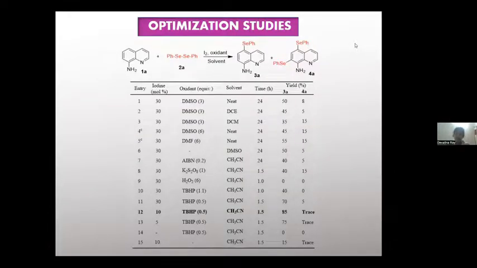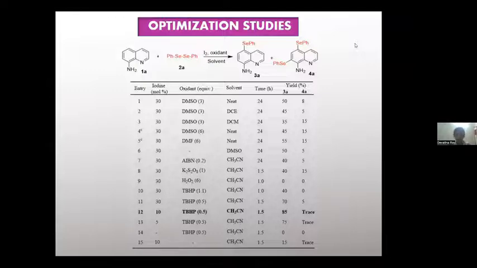During the optimization, we found different observations by altering the amount of iodine used in catalytic amount as well as the oxidant amount. Then the solvent was altered, and time and temperature were also standardized. When we started with DMSO as oxidant and 30% iodine as catalyst in neat conditions, we obtained only 50% of the desired C5 selective product and 8% of the disubstituted undesired product.